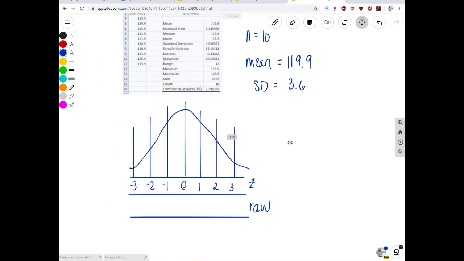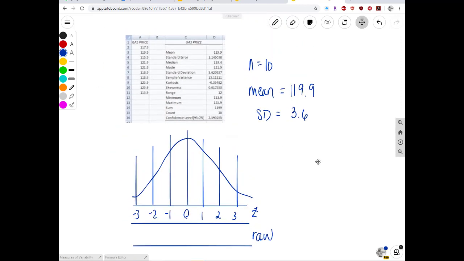And just to make things easier on both of us, I'm going to round these. Instead of saying this is 119.9, I'm just going to say this is 120. Because I just want to make things easy on us. And instead of saying that this is 3.6, I'm going to round this to 4.